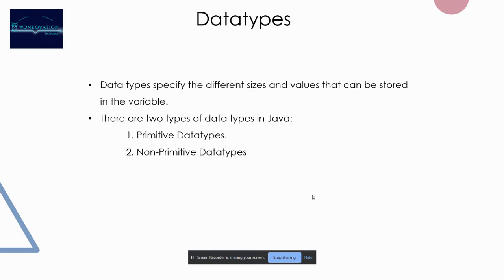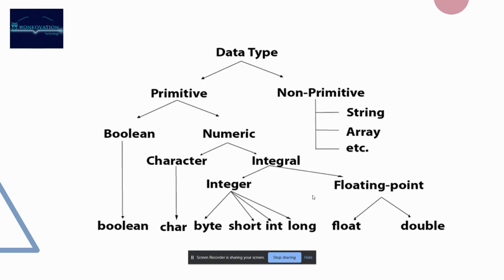Reference data types, also known as non-primitive data types, are classes, arrays, and interfaces, but their storage mechanism is different from primitive data types. We won't be talking much about them in this session. Now, here we can see the data types are of two types: primitive and non-primitive. Primitive is further classified into Boolean, char, byte, short, int, long, float, and double, while non-primitive data types are string, array, etc.